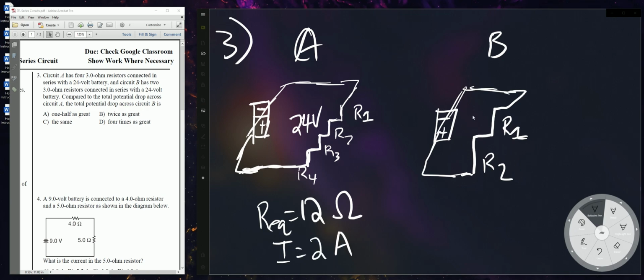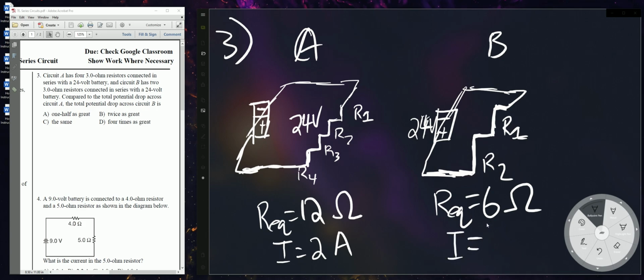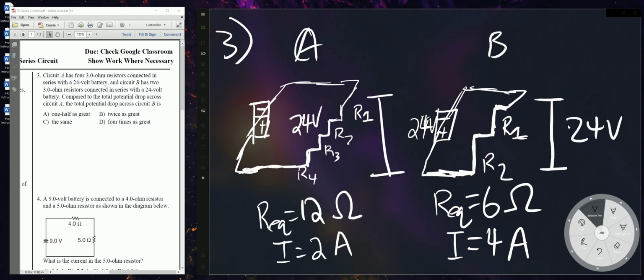It's 2 amps. But you're still supplying the same amount of voltage. This is still 24 volts, which means your total drop in voltage at the end is still 24 as well. Even though you have fewer resistors here, your total voltage drop is still 24. But because the total resistance is less, there's only a resistance of 6 ohms here, your current is greater because there's less resistance. But the voltage drop still stays the same. It's still 24 volts. So the answer is C.